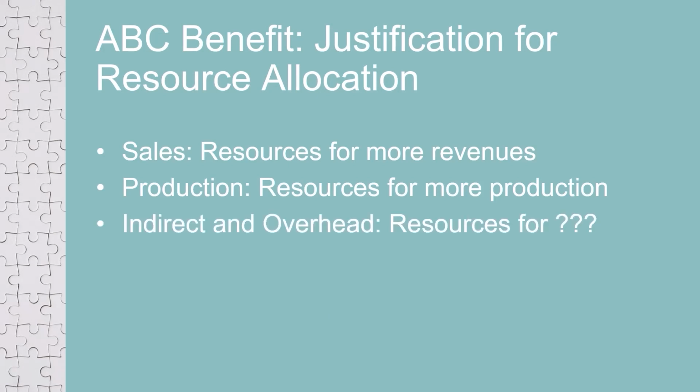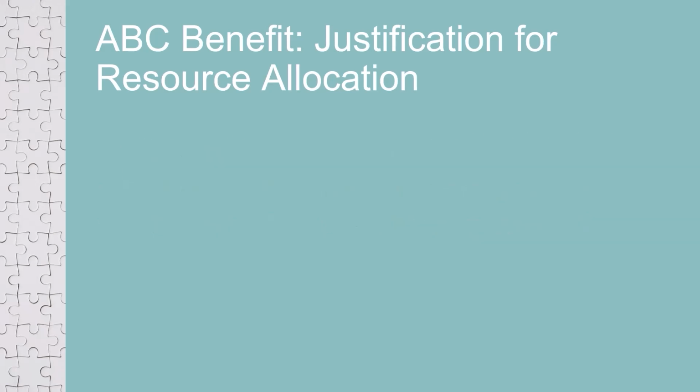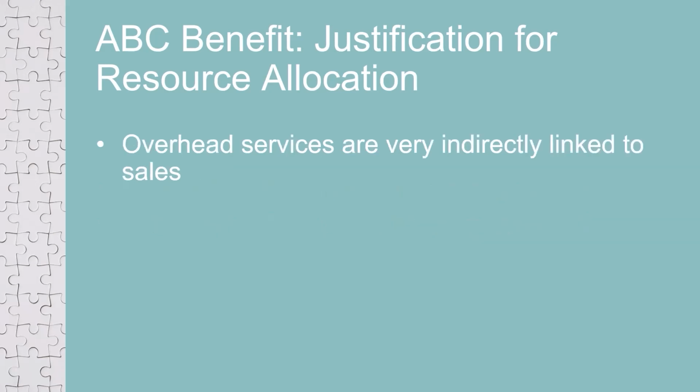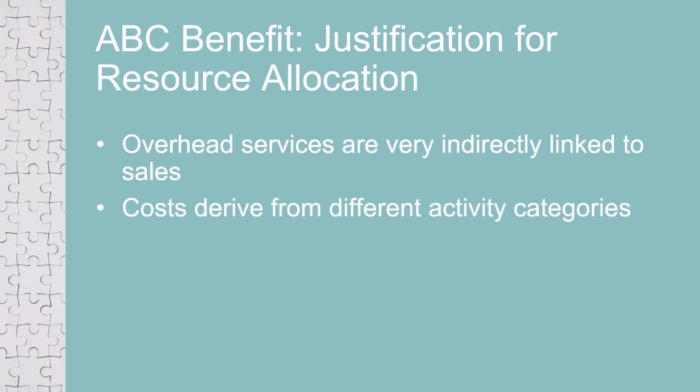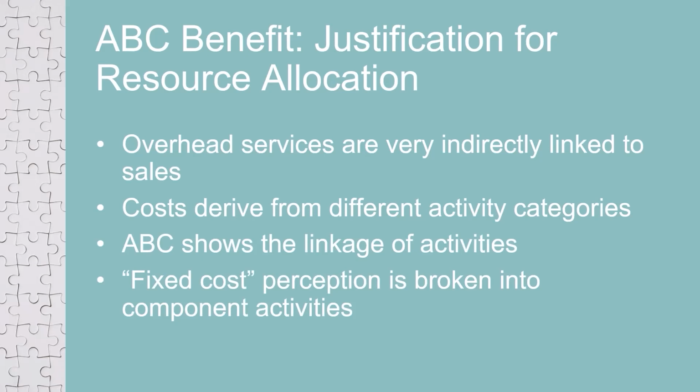How do indirect and overhead teams justify their need for more resources when production and revenue increase? Isn't overhead a fixed cost that doesn't need to go up with production? Overhead teams provide services, but what drives those services is very indirectly linked to the sales of production. The costs derive from different activity categories like product, market, or entity sustaining activities. The number of employees, locations, and departments also increases activities and costs for overhead departments. ABC shows this connection of activities. The nebulous fixed cost perception of overhead is broken into component activities which can be assessed for capacity utilization.